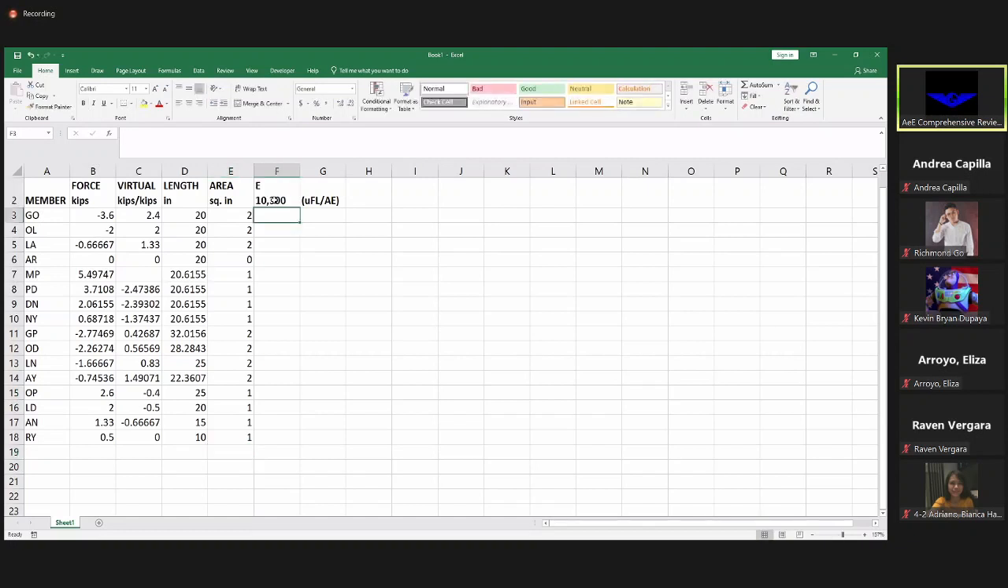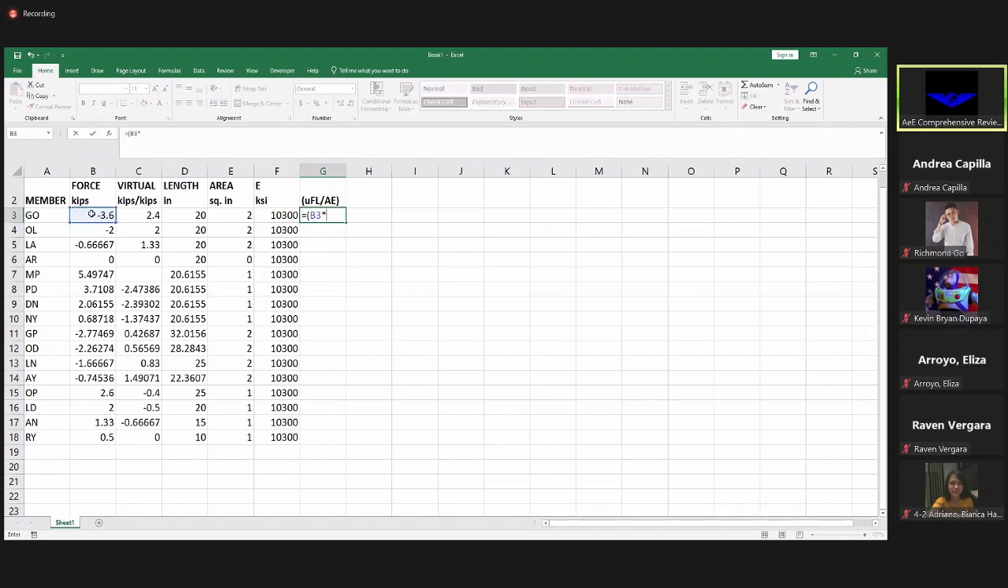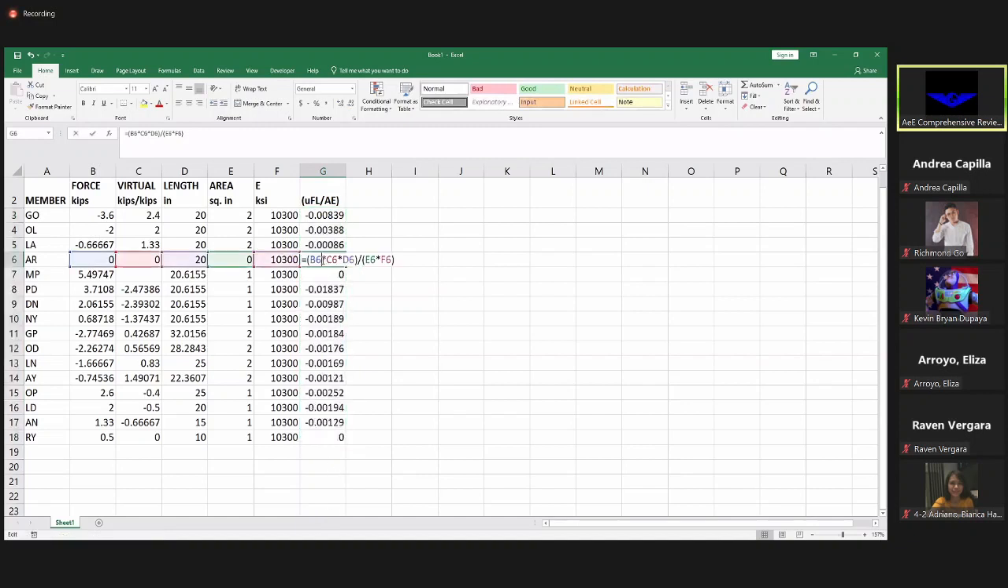Hindi kayo sumasagot. So ito daw is in terms of KSI. Ang given ng problem, 10^3. Okay, so 10^3 along all members. So that is constant along the truss. And then ngayon, yung final equation. That is times force times the U times the length, over area times the E. Okay? Bakit?